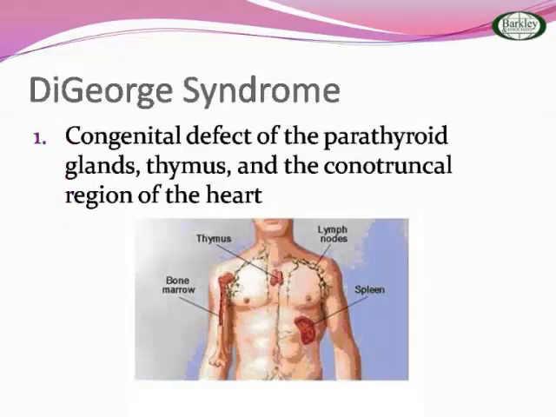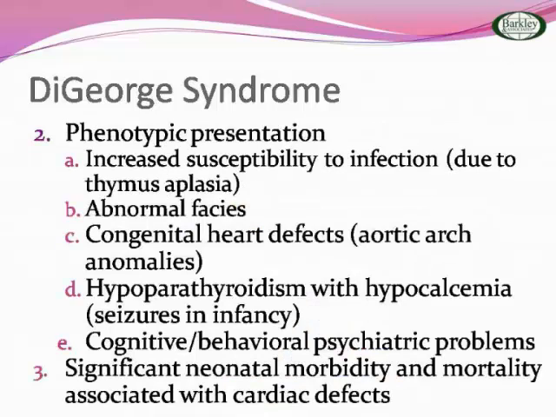And DiGeorge. Pediatric folks, every now and then you'll see an assessment question on this. This is a congenital defect of the parathyroid gland, thymus, and conotracheal region of the heart. And when you think about this, this is where you have increased susceptibility of infection, mainly because of the thymus aplasia. They may have some abnormal facies, which I'm going to show in a few moments. Congenital heart defects such as aortic arch anomalies, hypoparathyroidism with low calcium. And whenever you have that, you always have the risk of seizures, cognitive behavioral psychiatric disorders.